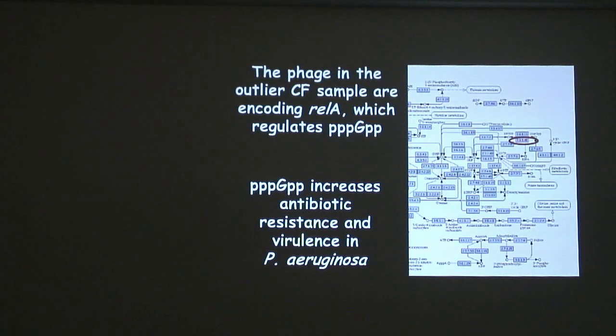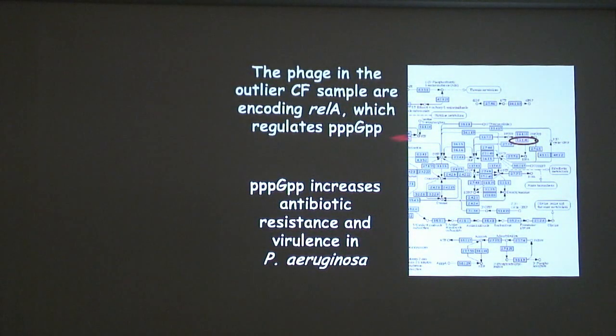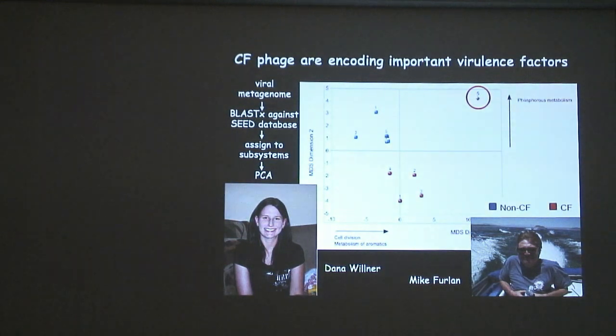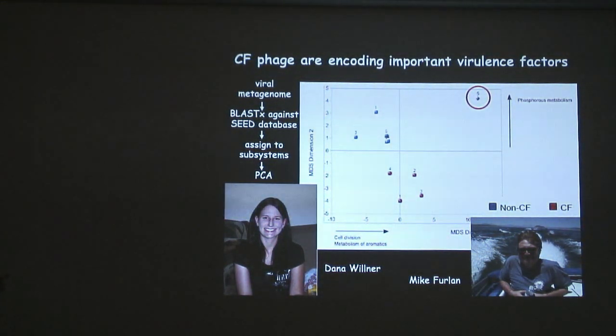I'll show you this. It's right here. So RelA is involved in regulating ppGpp, which is one of these central metabolism genes. It has a lot of interesting behaviors, but one of them is it increases antibiotic resistance and virulence in P. aeruginosa. What's interesting about this patient is that they died from Pseudomonas aeruginosa that was resistant to all the antibiotics that they had tried, about 3 weeks after this sample was taken, right?